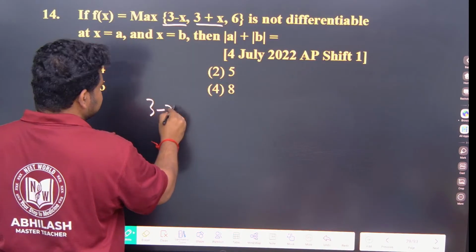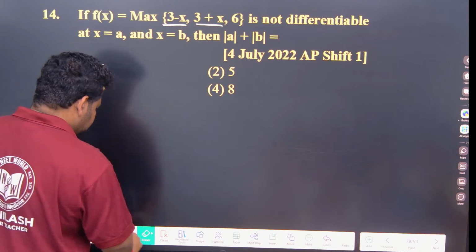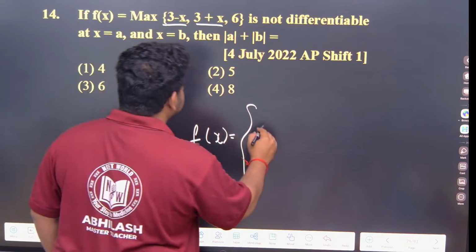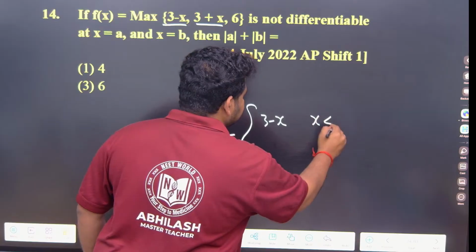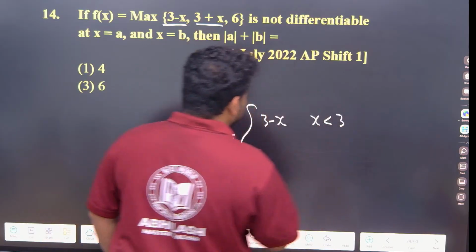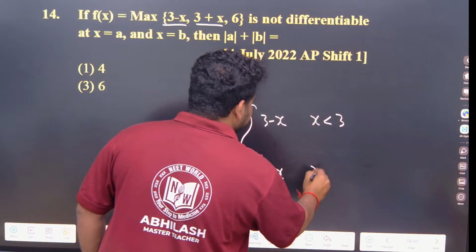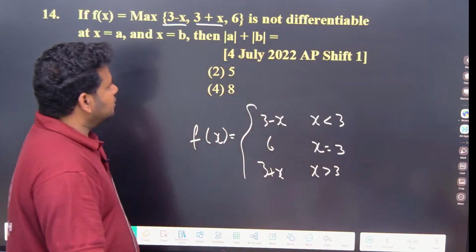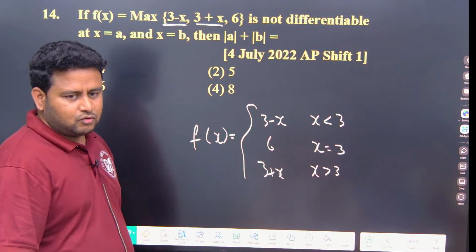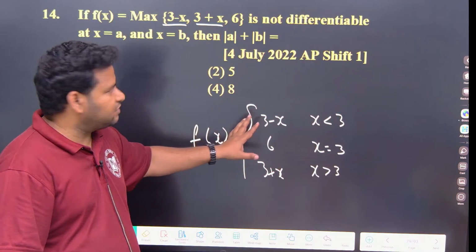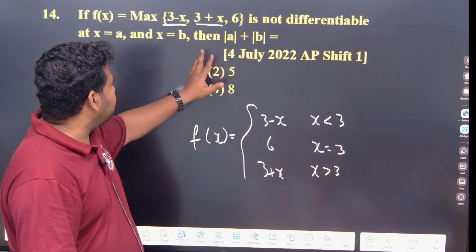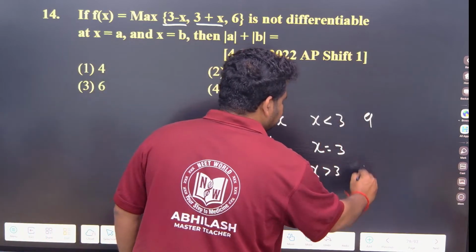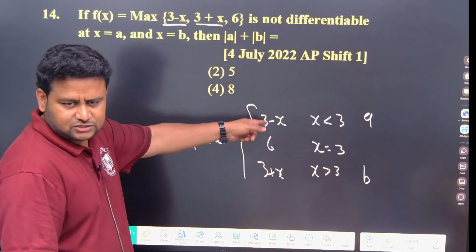You can split f of x as a piecewise function. F of x is equal to 3 minus x, where x is less than 3. It will be equal to 3 plus x when x is greater than 3. It will be equal to 6 when x is equal to 3. Now they are telling not differentiable at these points, and you have to find the value of a plus b. One gives you the value of a, the other gives you the value of b. So for that, you have to equate.